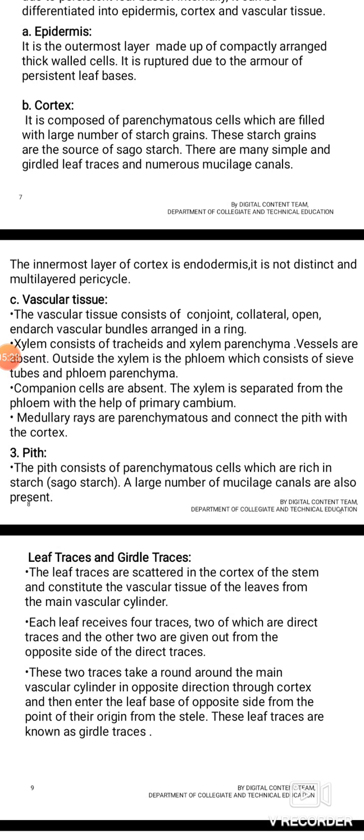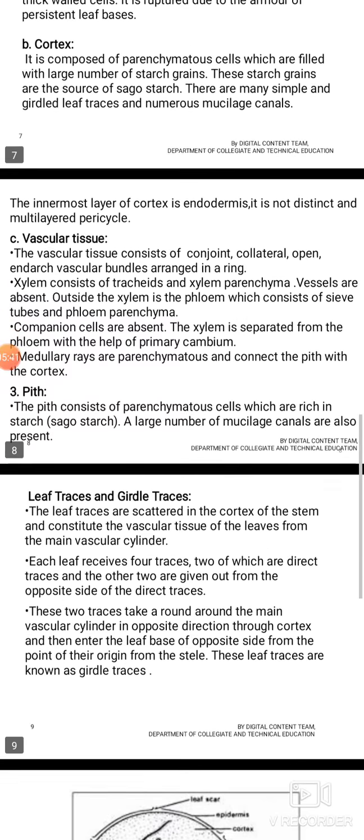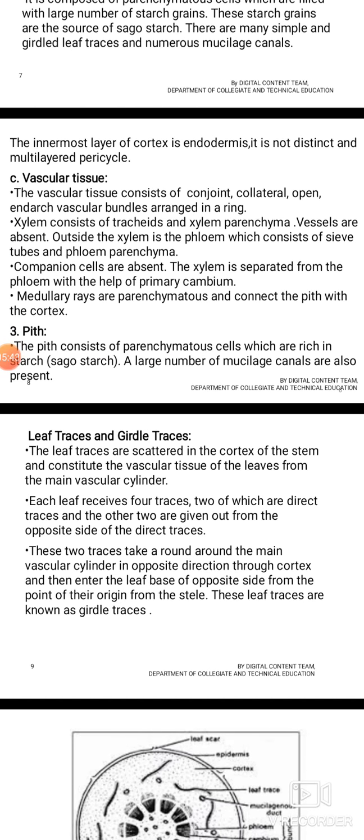The innermost layer is known as the pith, which consists of parenchyma cells which are rich in starch, that is the zygostarch, and a large number of mucilage canals are also present. Leaf traces and girdle traces.